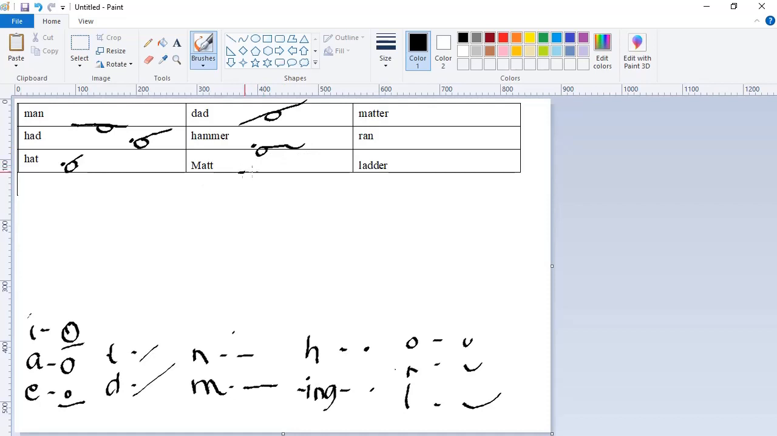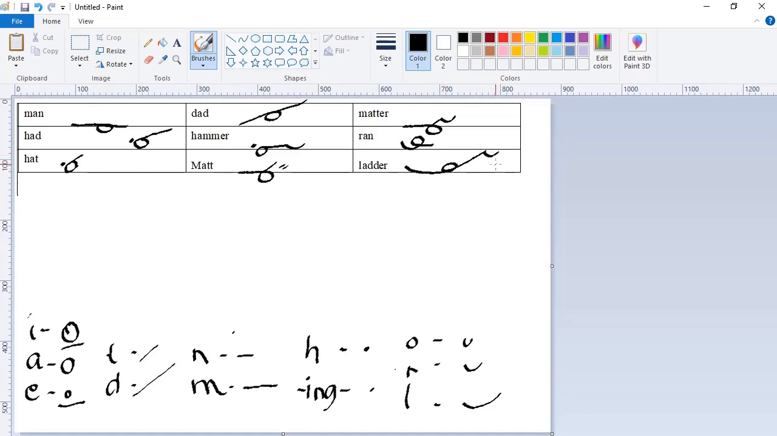Mat. We have m, a, t, and then your capital symbol. Don't forget your capital symbol. Next, matter. M, a, t, r. Ulitin natin. M, a, t, r. Matter. Ran. We have r, a, n. Ran. Ulitin natin. R, a, n. Ran. Ladder. We have L, A, D, R.